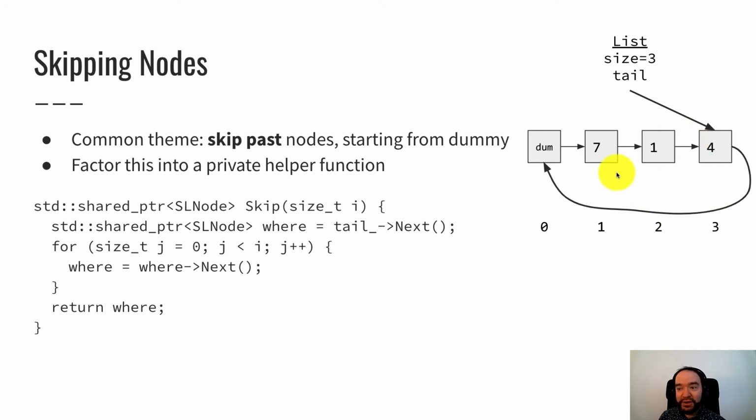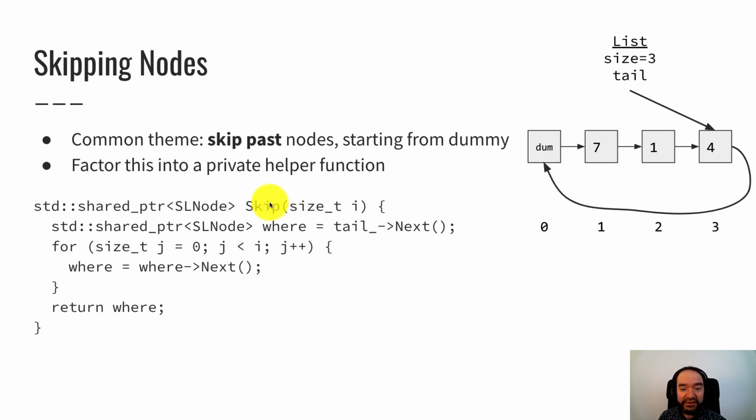Note that we're off by 1 from what the end user would see, which is that 7 is at index 0, 1 is at index 1, and 4 is at index 2. So that's a detail we'll address in a moment. How the code works is I have this pointer I call where, and to begin with it points at the dummy node.